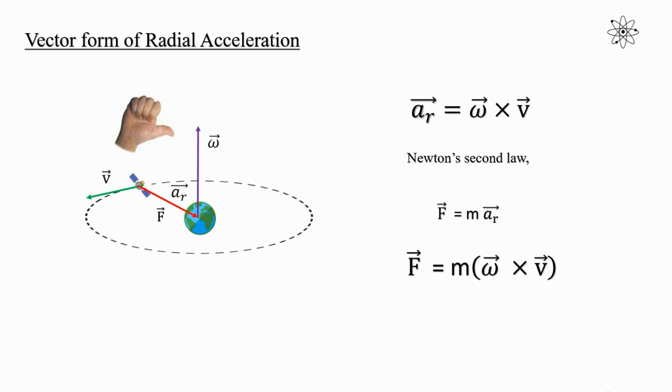As you can see from this vector relation, student, F bar has the same direction as the centripetal acceleration. Hence, the given force is known as centripetal force. As the centripetal acceleration is constant in the case of a uniform circular motion, the centripetal force is also constant in a uniform circular motion, and both have the same direction, that is, along the radius towards the center.